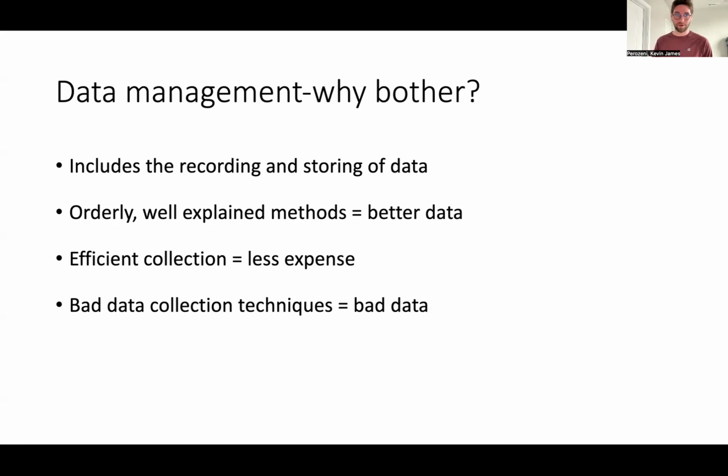Now, you also want to make sure you have efficient collection. That's going to be less expense for you personally, in time, but also if you're hiring people. And bad data collection techniques just equal bad data, kind of what I've talked about. If you're out there and you don't have the methods down, or maybe you have a bad technique, you're trying to run one technique but you want to answer some other question, it's just going to equal bad data. And so you really want to take the time beforehand to make sure that you're prepared for going out in the field.